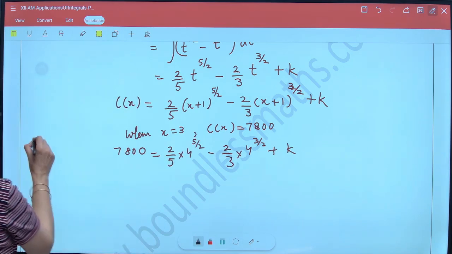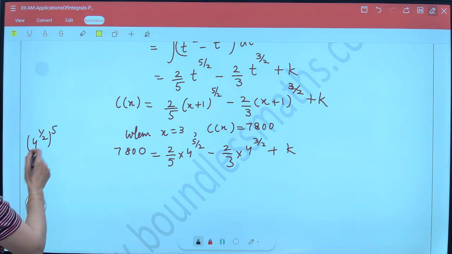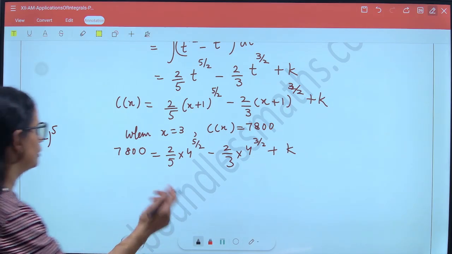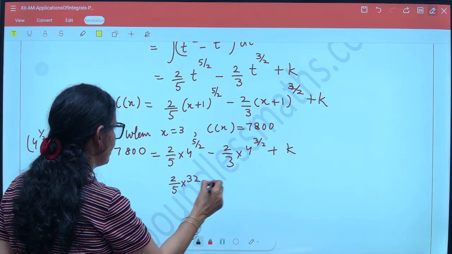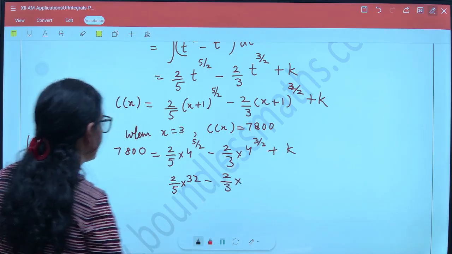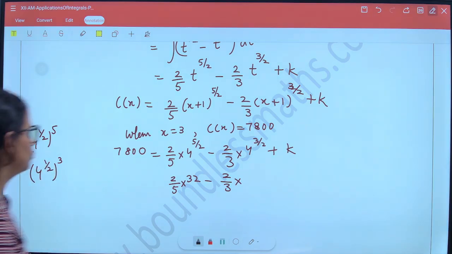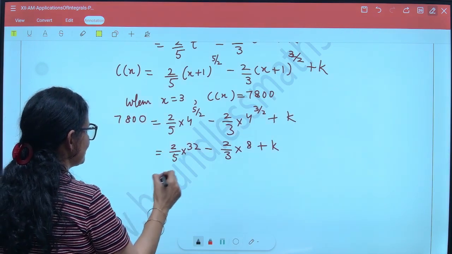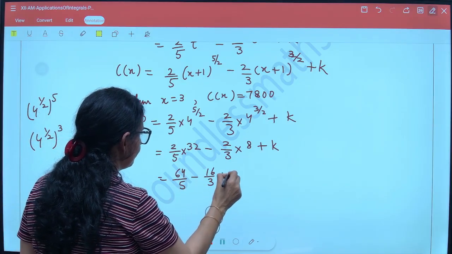Now how do we evaluate 4 to the power 5 by 2? This can be written as 4 to the power half, whole to the power 5. This means square root of 4, which is 2, and 2 to the power 5 is 32: 2, 4, 8, 16, 32. So this becomes 2 by 5 into 32 minus 2 by 3 into 4 to the power 3 by 2, which is 4 to the power half, whole cube. Square root of 4 is 2 again, and 2 cube is 8, plus k. So this is equal to 64 upon 5 minus 16 upon 3 plus k.